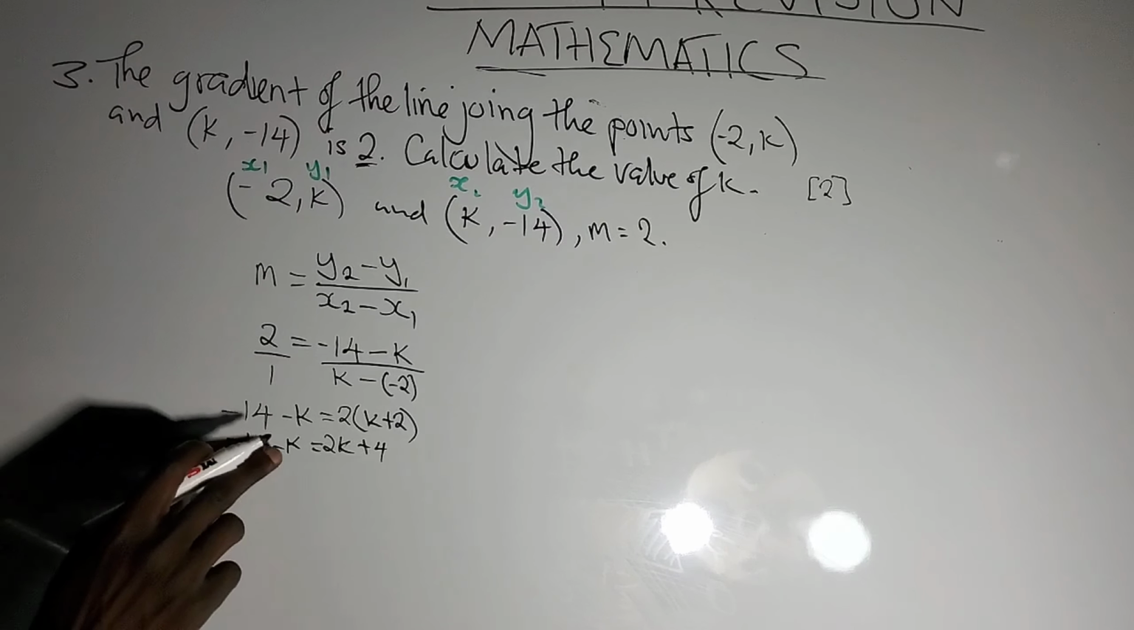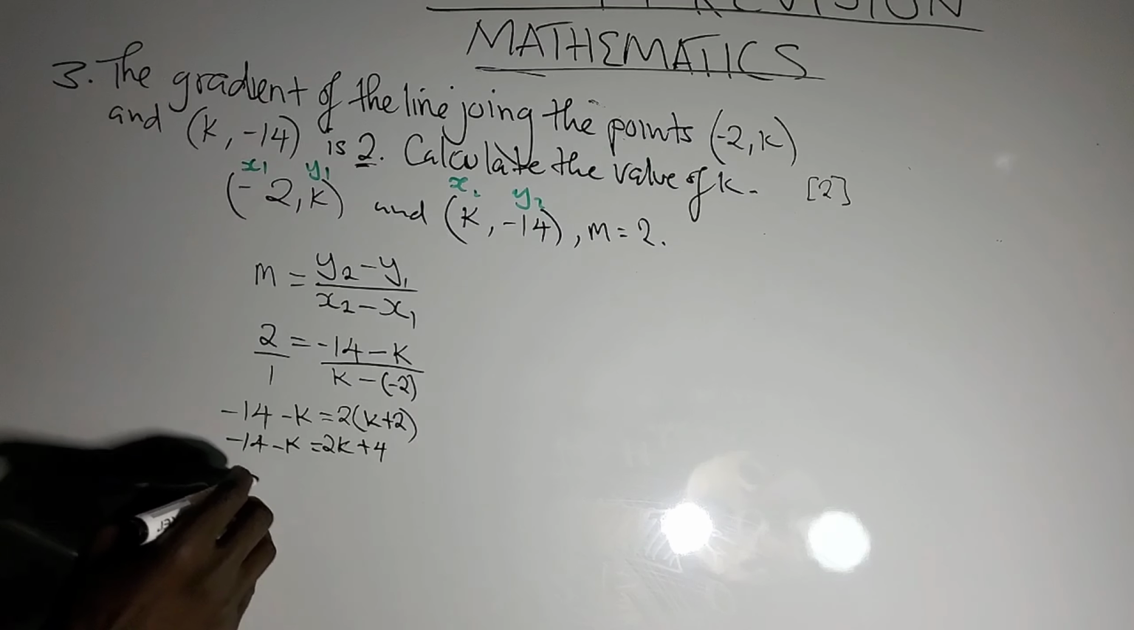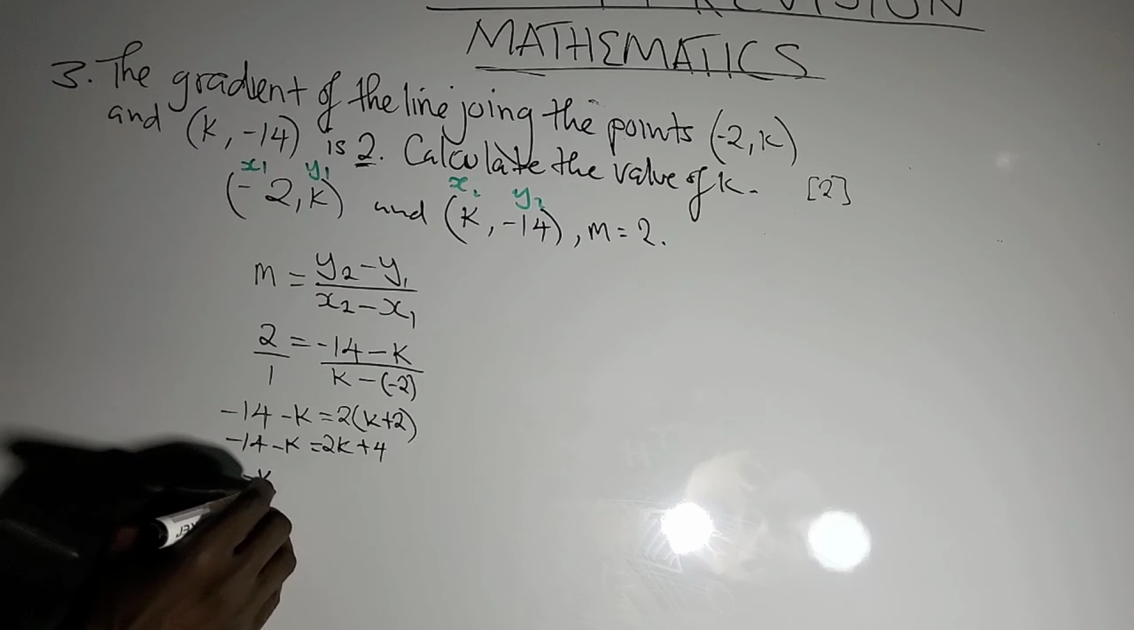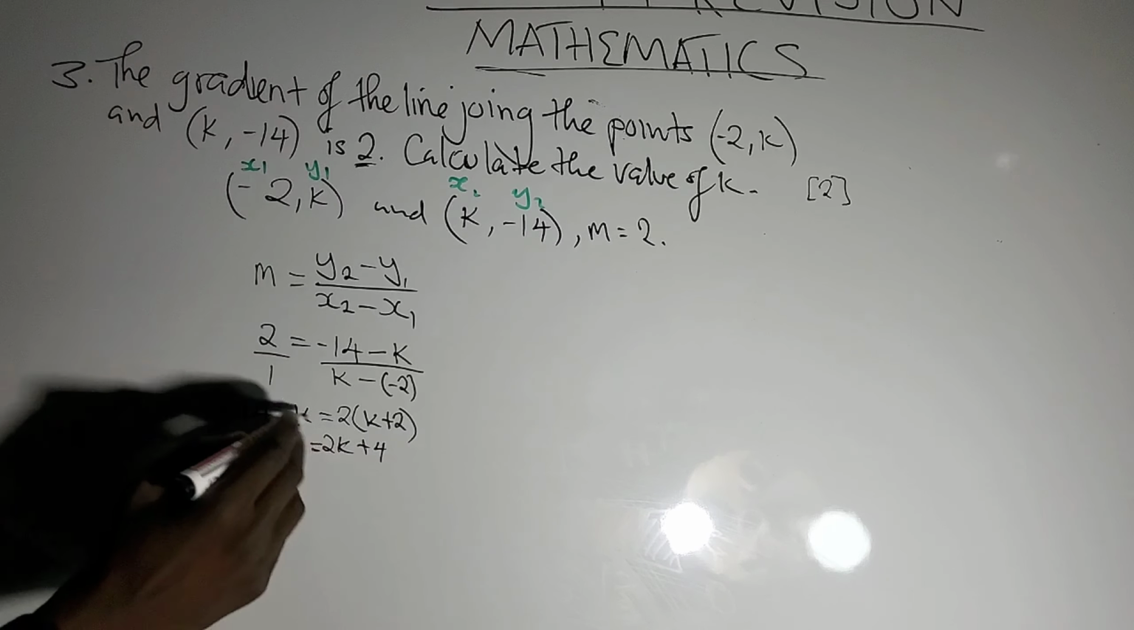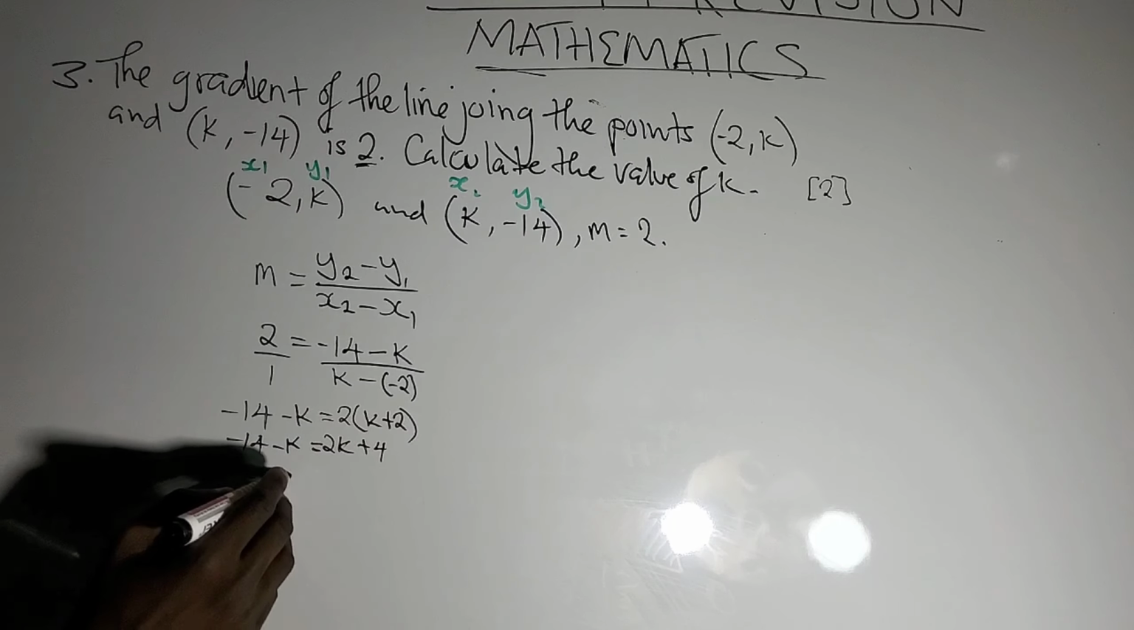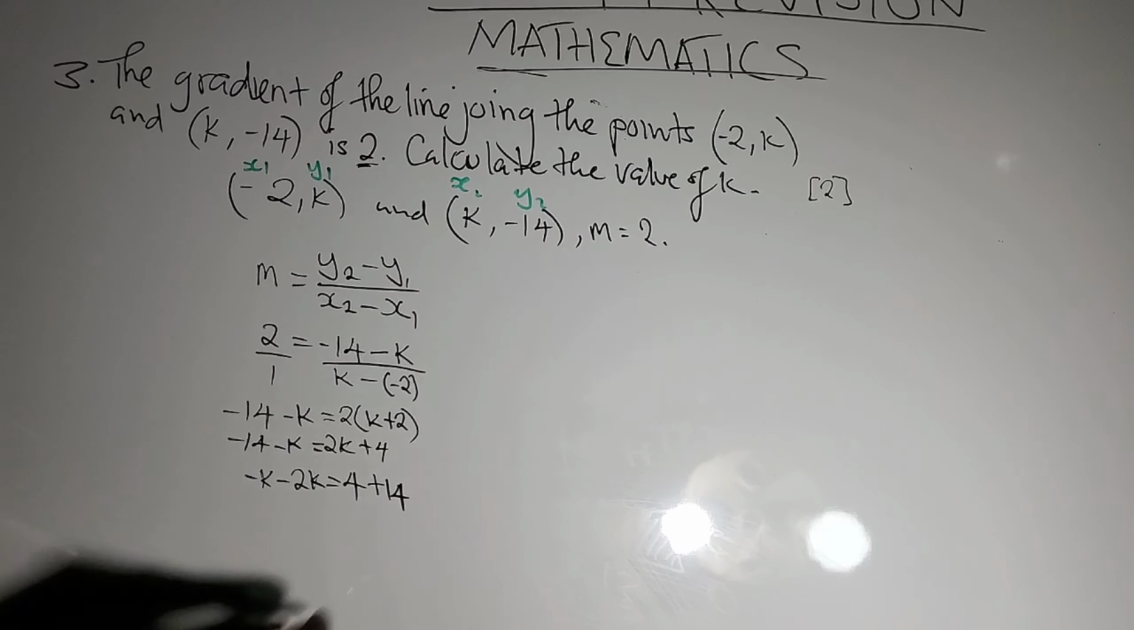So we're going to collect the like terms here. You have a negative k this side, so let's leave it as negative k. Then here you have a positive 2k. When it crosses the equal sign, it becomes minus 2k equals, so here we are just remaining with a 4, and the 14 is negative. When it crosses the equal sign, it becomes positive 14.